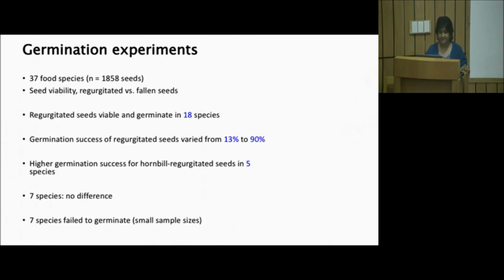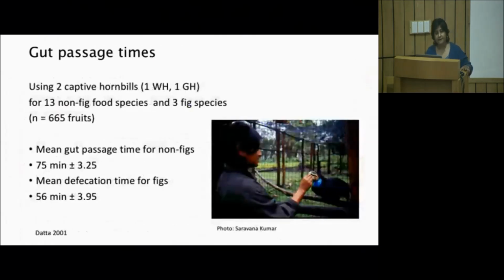The other thing that I did in that time was there were 2 captive hornbills in my study site, one great hornbill and one wreathed hornbill. I fed them fruits of ficus as well as 13 different non-fig food species, and overall I found that the gut passage time, I'm not presenting all the different gut passage times for all these different species, but basically it was around 75 minutes or more than 1 hour, and the defecation time for figs was around an hour.